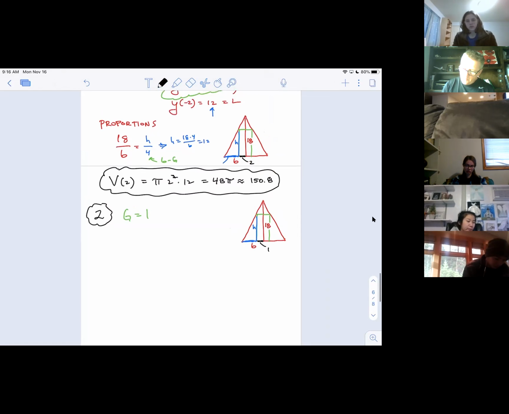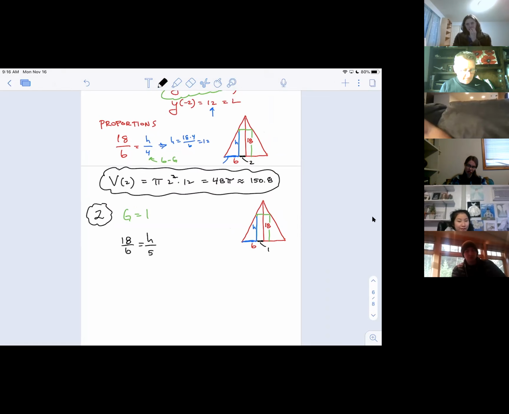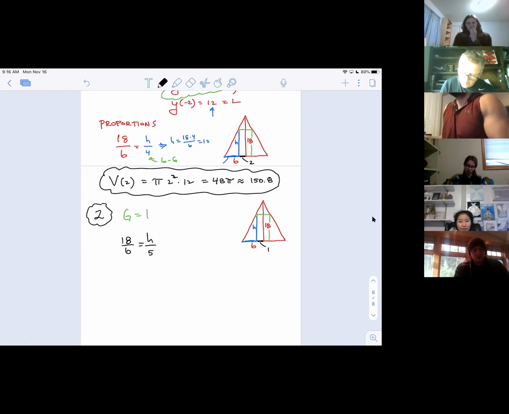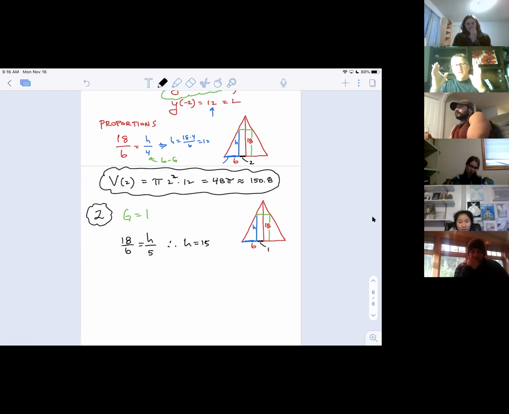So then I say, okay, well, then I'd say 18 is to 6 as H is to 6 minus 1, 5. So this distance in here would be 5. So H would be 90 over 6, which for some reason I can't do in my head. Hence, H is 15. So that kind of makes sense. If your cylinder is narrower, then it's going to get taller. So this was a smaller radius cylinder, but it got taller.